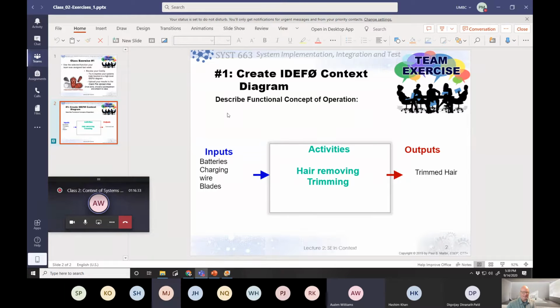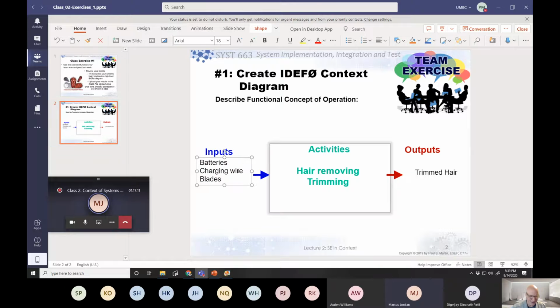Sorry, my fault. Yeah. So ours was a bit confusing because we had the hair trimmer. So it's not really data or anything being processed, but it's more just the removing of hair. So we said for our inputs, we just need the batteries, the charging wire, and charging capacity, and the actual physical blades. The activity that we're trying to accomplish is removing hair or trimming your hair, and then the output, the end result is your trimmed hair desire. But we kept it pretty simple because we weren't actually sure which direction to go with it.